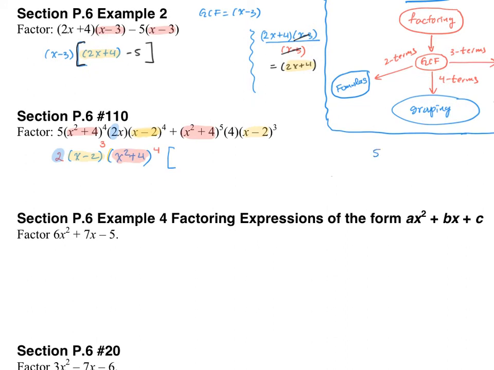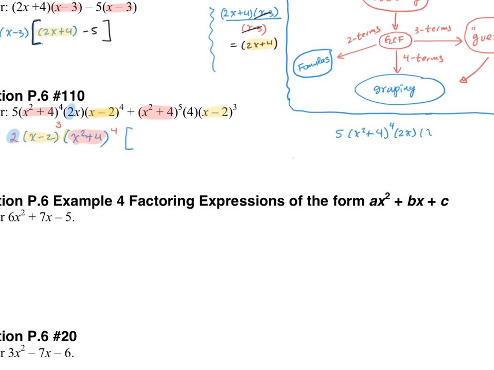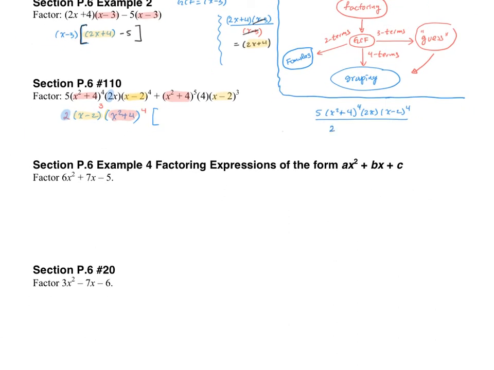The long way was this: 5(x squared plus 4) to the 4th power times 2x times (x minus 2) to the 4th power, and we divide everything by the GCF. And the GCF is (2x minus 2) cubed times (x squared plus 4). Okay, so remember that this one is the GCF. And if you have the right GCF, you should never have any fractions in here. Things should cancel nicely, and this is what I mean.